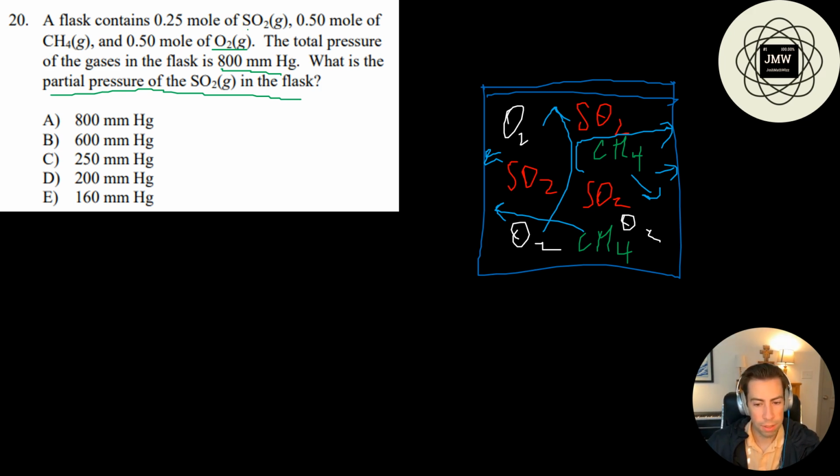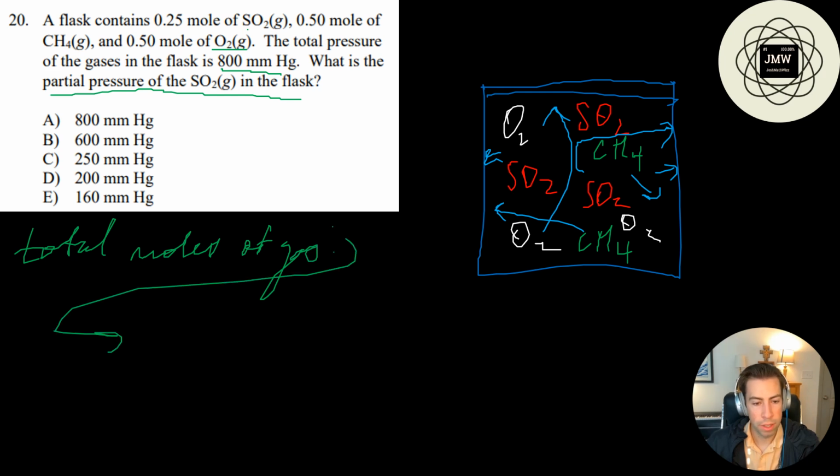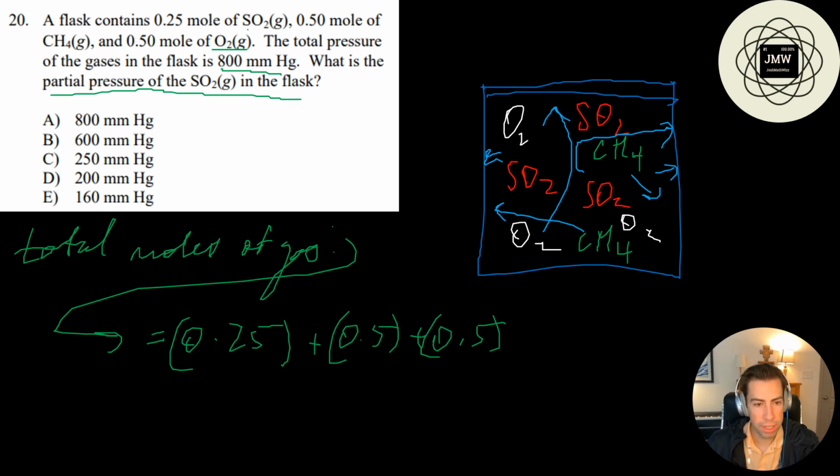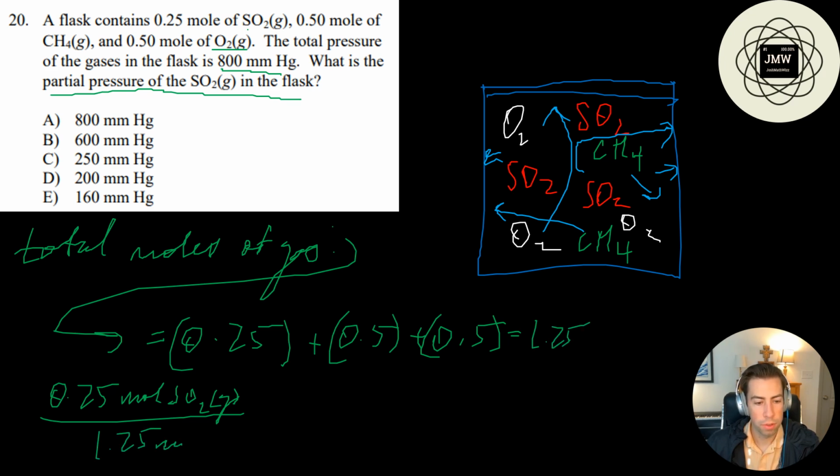All right, so let's go ahead and figure out my total moles of gas. So let me do that calculation here. It's going to be 0.25 plus 0.5 plus 0.5. Okay, so this is going to be my total moles. And then what I want is my mole fraction. So I'm going to have 0.25 moles of sulfur dioxide gas, and this whole thing right here is going to be 1.25. So it'll be 1.25 moles total.